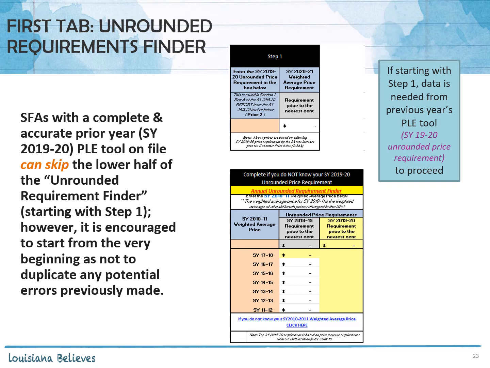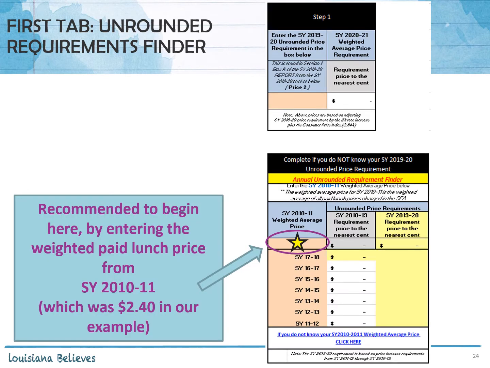Now we see a screenshot from the Unrounded Requirement Finder. SFAs with a complete and accurate prior year, school year 2019-20 PLE tool on file can skip the lower half of the Unrounded Requirement Finder and start with Step 1. However, it is encouraged to start from the very beginning as not to duplicate any potential errors that you may have made in previous school years.